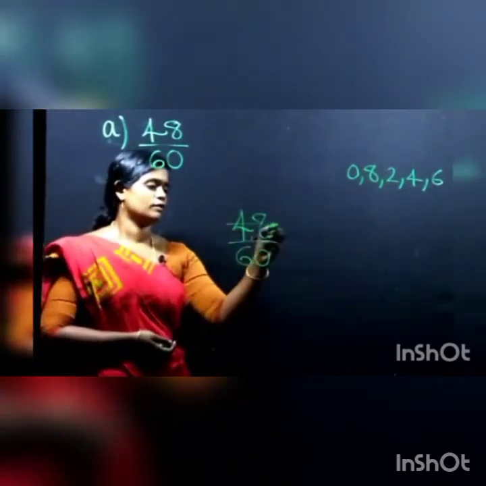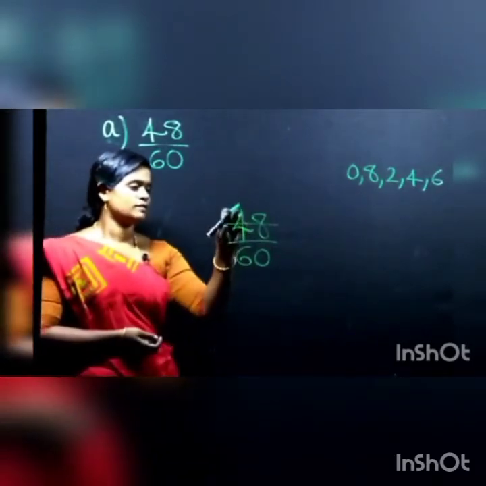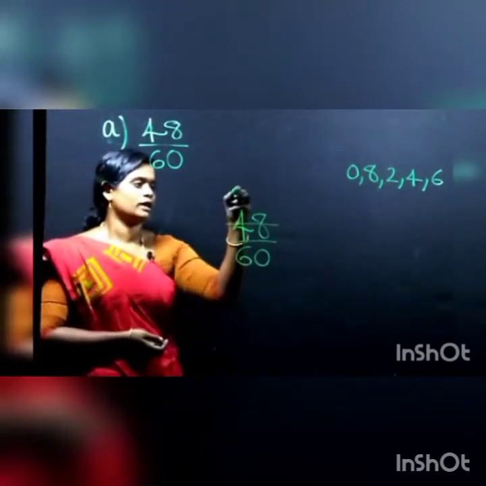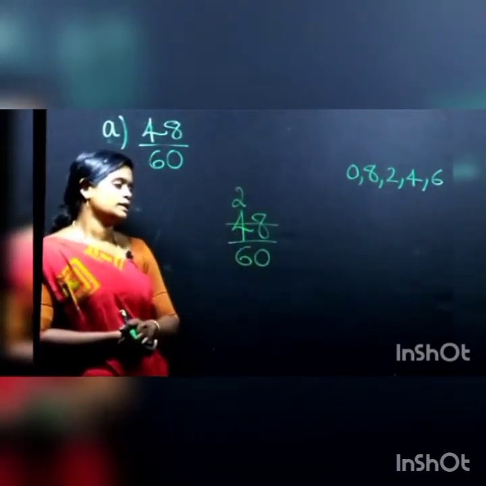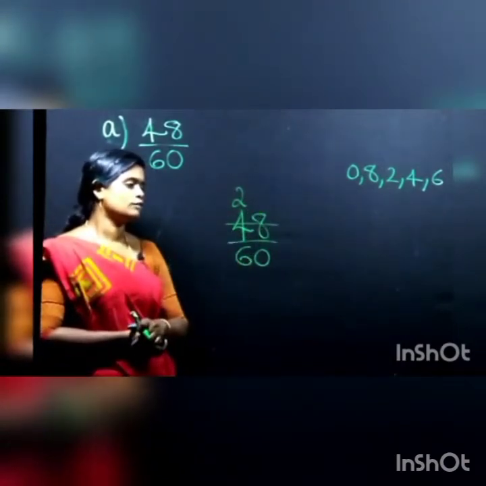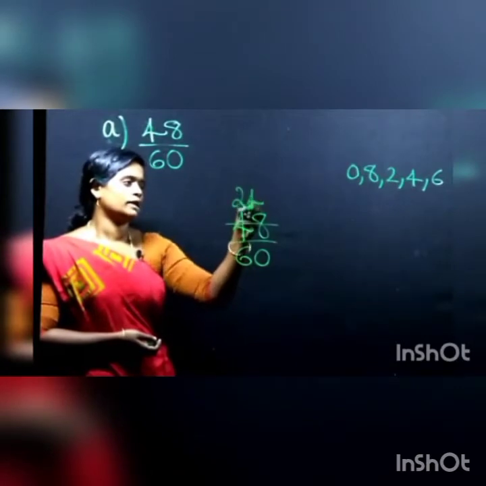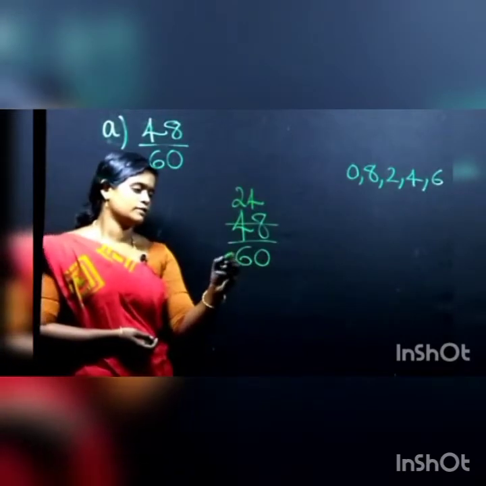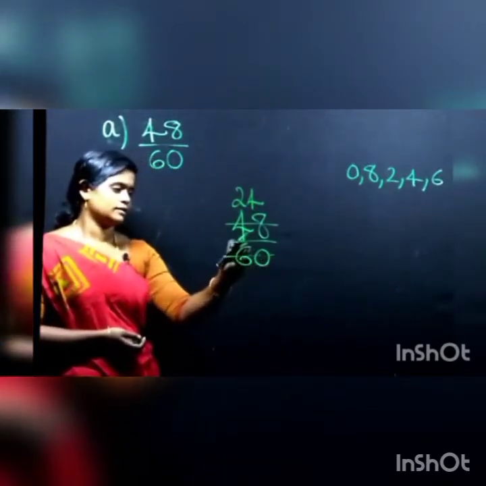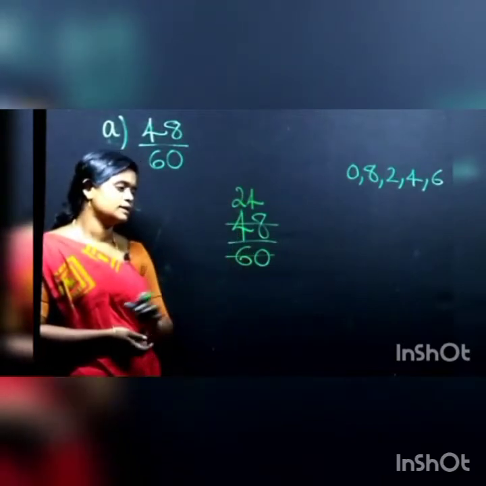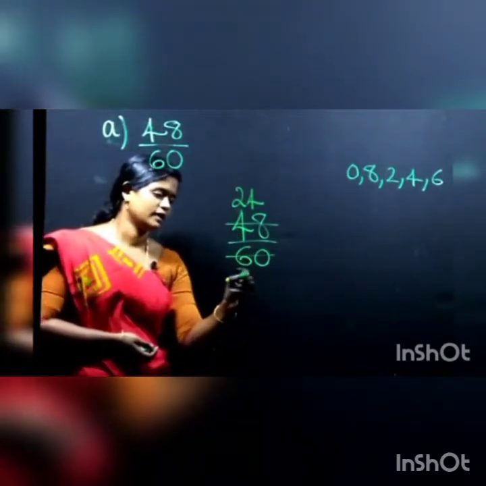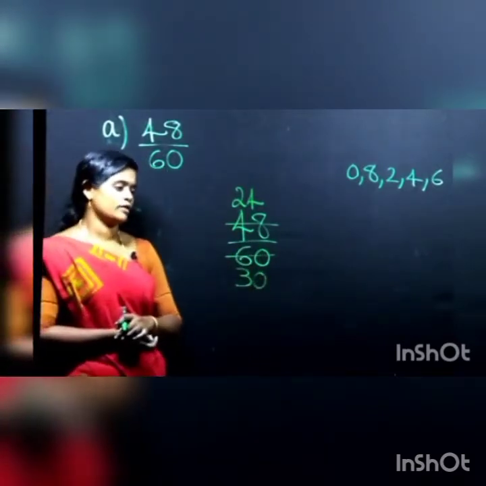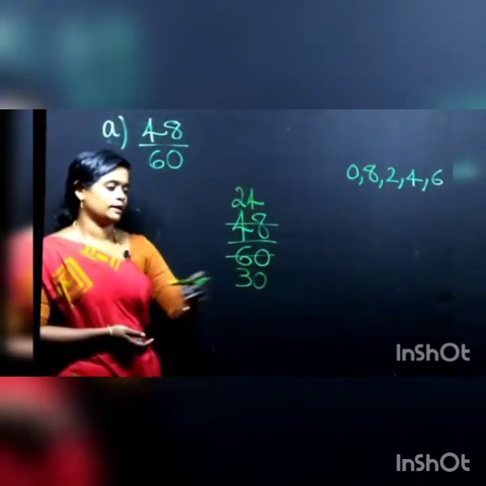So first we cut this 48 and consider the first digit 4. We know that 2 2s are 4. So we write 2 here. Next, consider 8. Since 2 4s are 8, we write 4 here. Next, divide the 60 by 2. For that, first we cut 60 and consider the first digit 6. Since 3 2s are 6, we write 3 here and write the 0 here. So, our new fraction is 24 by 30.